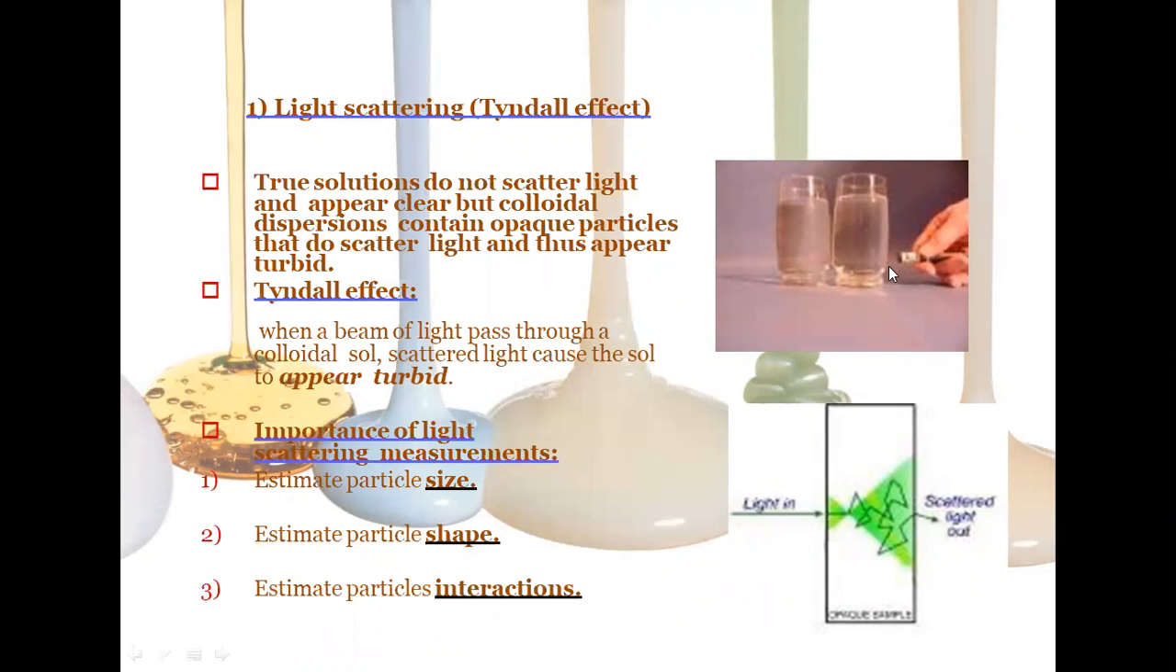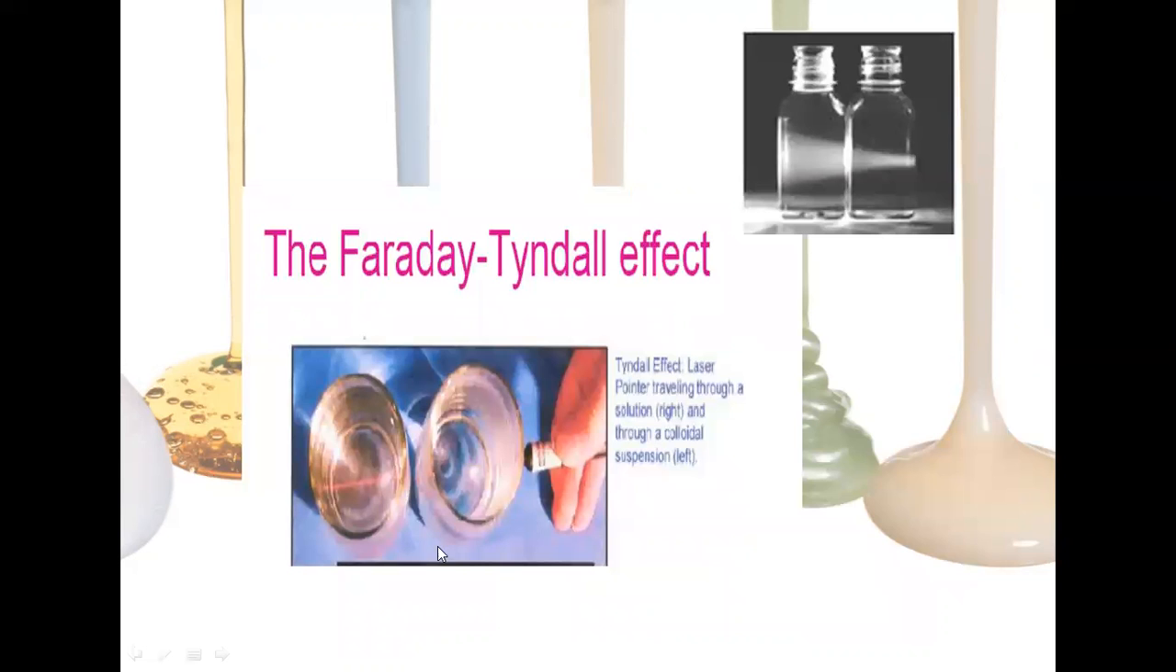Light is passed through this colloidal solution, and here the light is scattered. True solutions do not scatter light and appear clear, but colloidal dispersions contain particles that do scatter light and thus appear turbid. That is called the Tyndall effect. When a beam of light passes through a colloidal sol, scattered light causes the sol to appear turbid. The importance of light scattering measurements is to estimate particle size, shape, and interaction. This is called the Faraday-Tyndall effect.